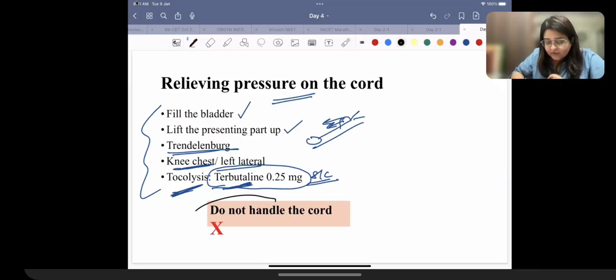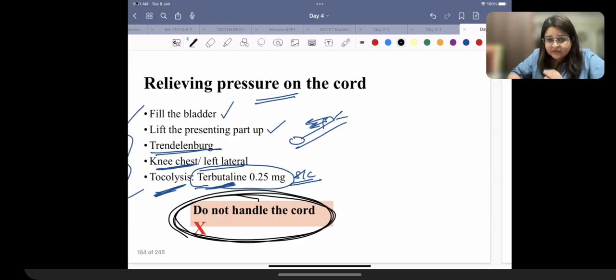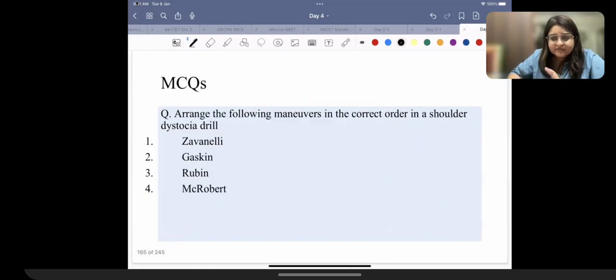Then, very importantly, don't keep touching the cord because you're very tempted कि cord को उठा के मैं अंदर रख दूं. But don't do that because any touch on the cord will lead to further vasospasm and further fetal hypoxia. So don't handle the cord. Try to push the presenting part away from the cord without touching the cord. Okay? So that's what you do in cord prolapse. Two main things. Delivery should be quickly, and while buying time for delivery, try to push the presenting part or relieve pressure away from the cord.